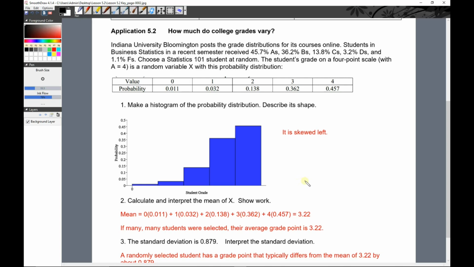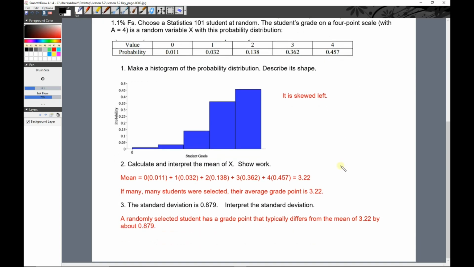I think that's just a mistake. But it should look like that. And you can tell that most of the probability is being taken up by B's and A's. Okay, so there's that. Now, how do we calculate and interpret the mean of x?